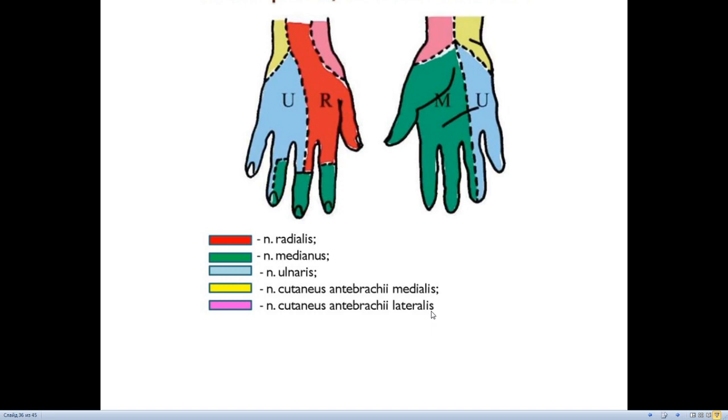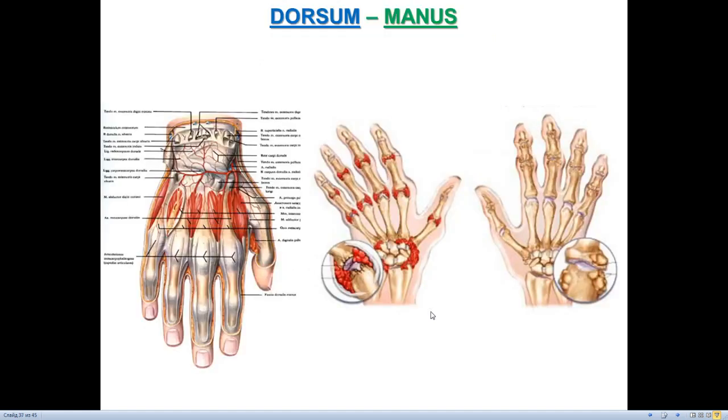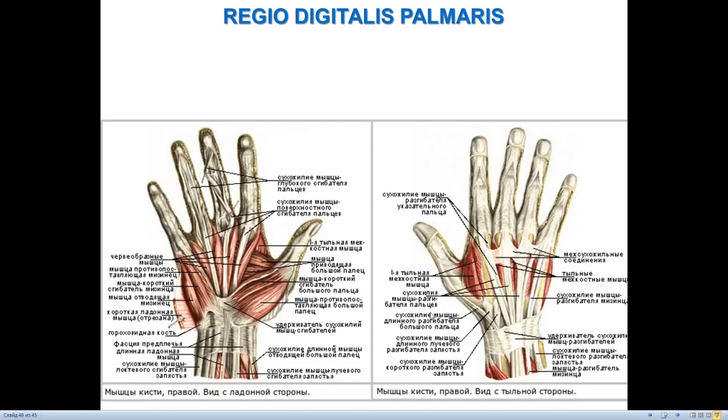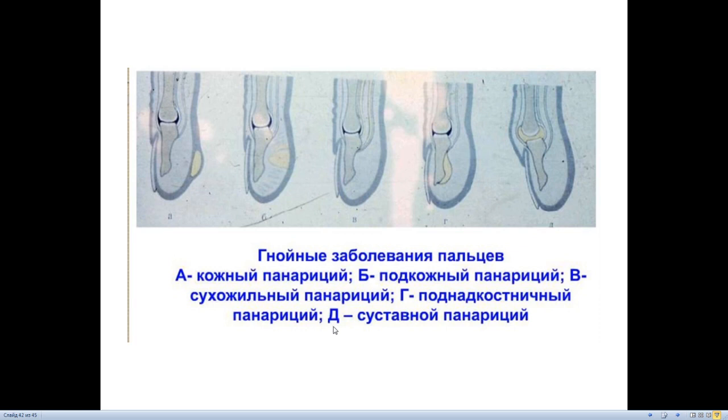Here I can show you a small picture of the operations of panaritium.